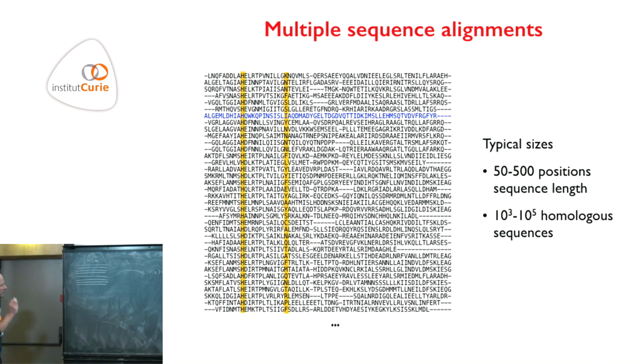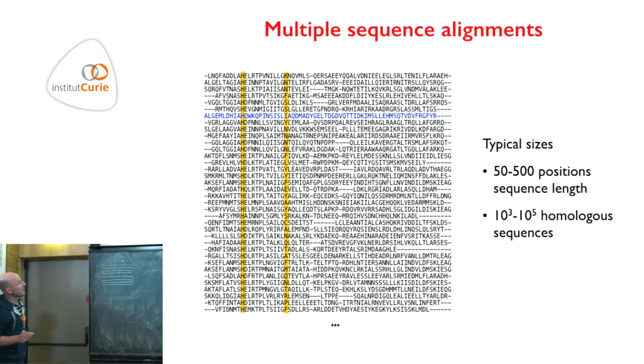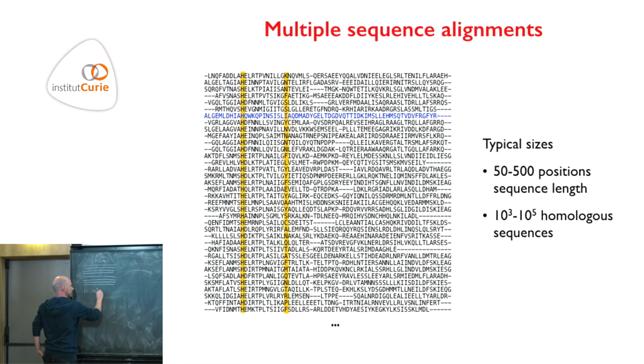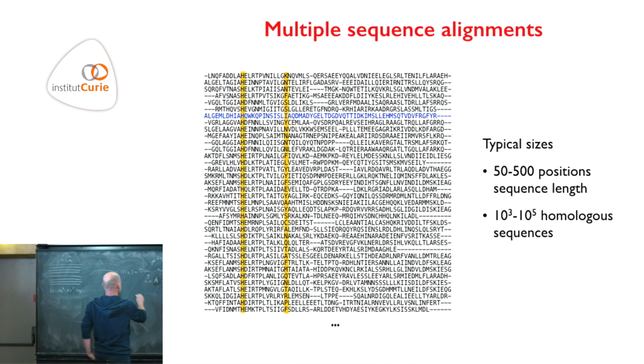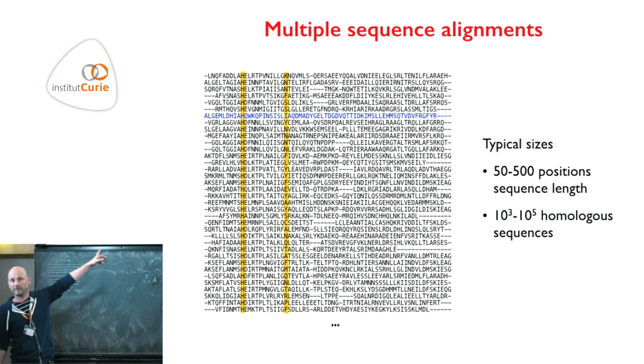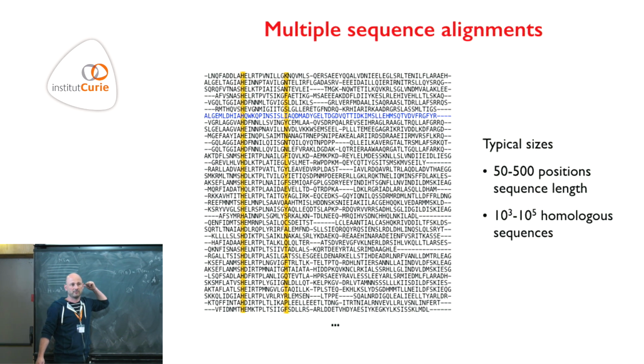But if you look at some very simple numbers, you will see that this is not a trivial task. I told you that we have something like M, 10 to the 3 to 10 to the 5 sequences. Whereas here, there are 21 to the L numbers in principle, because I have 20 amino acids and this gap, which can be in the sequence. And L is something like 50 to 500. So this number is enormous compared to what we have in data. So we cannot do this.